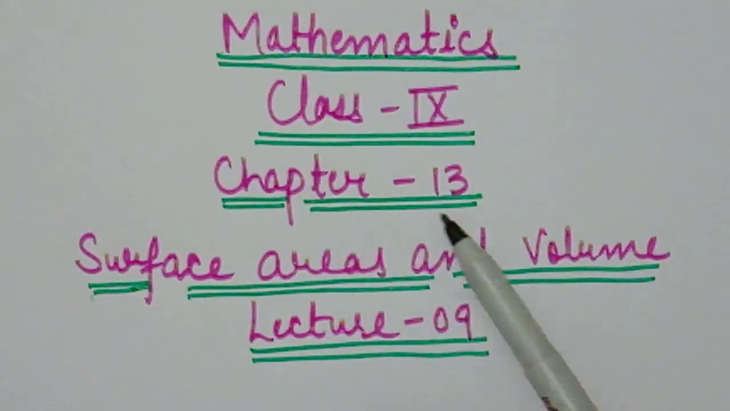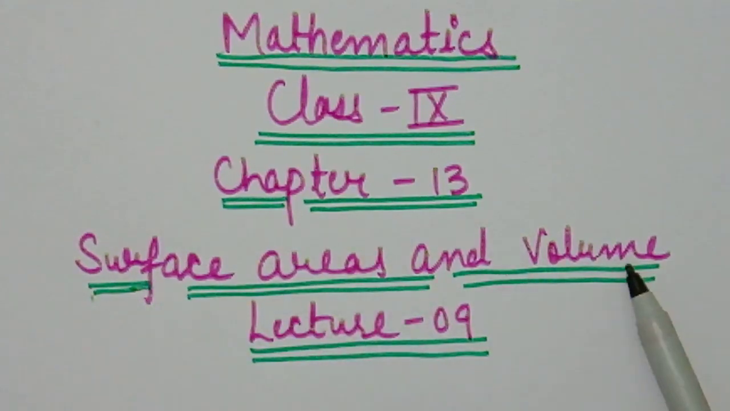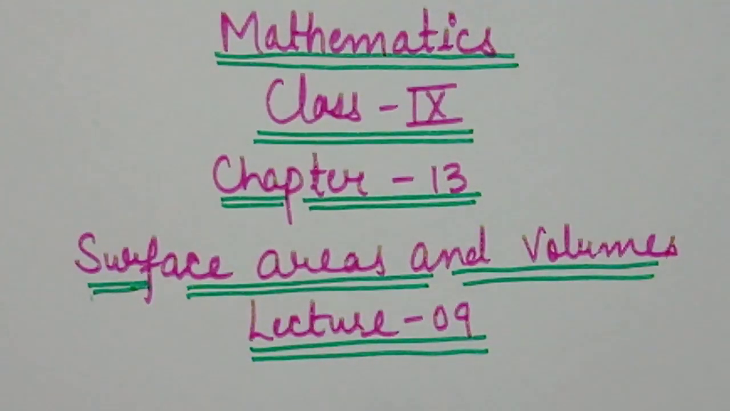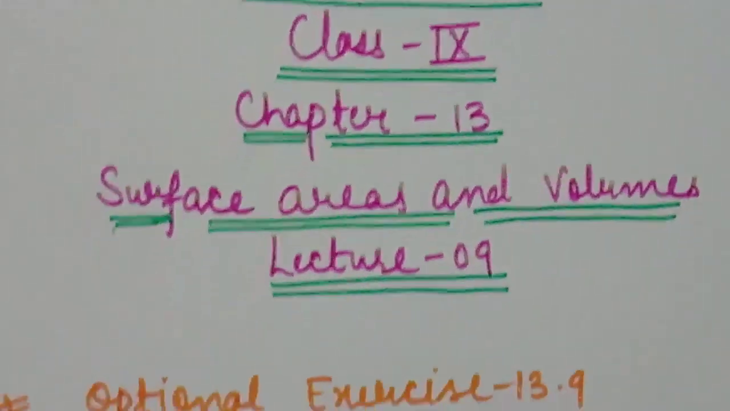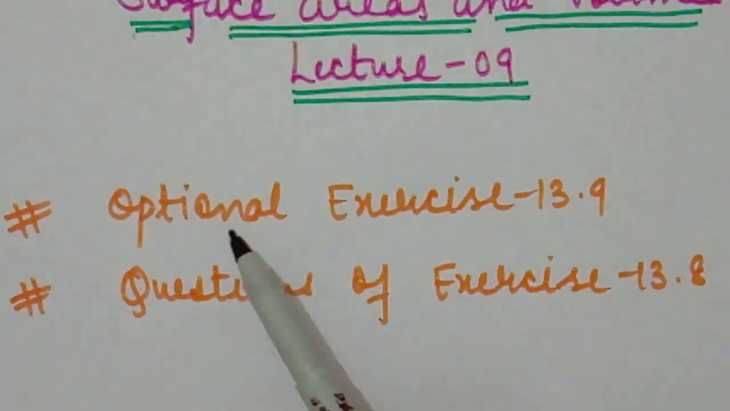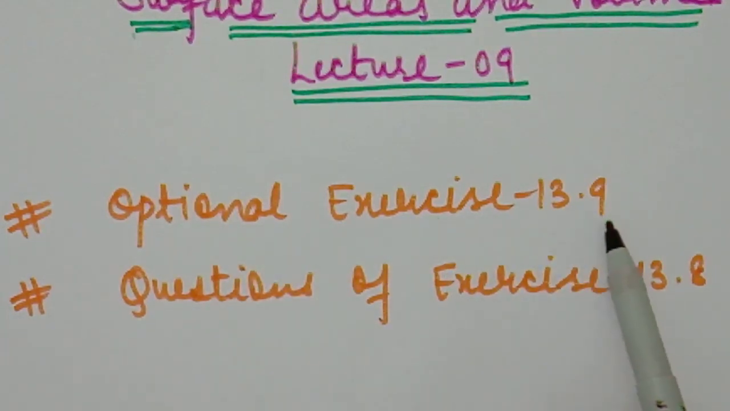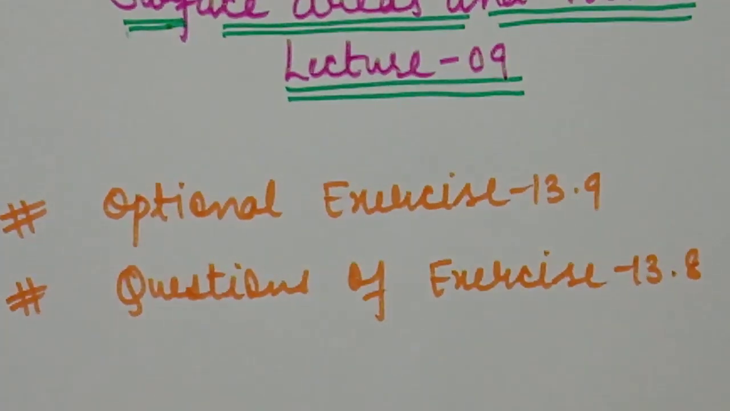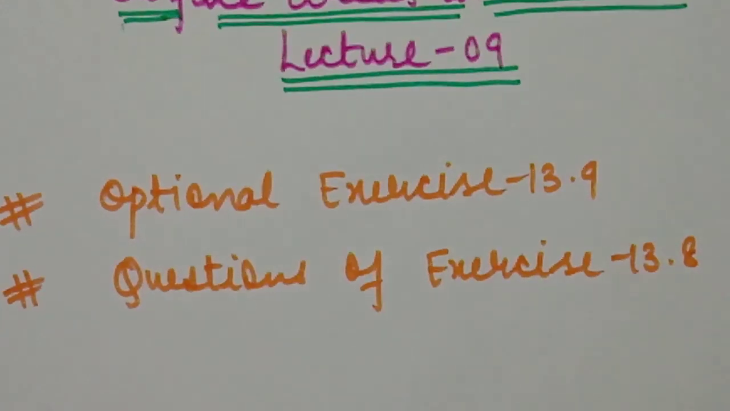This is class 9th, chapter 13, surface areas and volumes, and this is our lecture number 9. Students, we already discussed the complete chapter, all the derivations related to surface area and volume. In today's lecture, we will discuss optional exercise 13.9 questions and some doubt questions of exercise 13.8. Today we have to do all these things. So let us start our lecture with optional exercise question number 1.